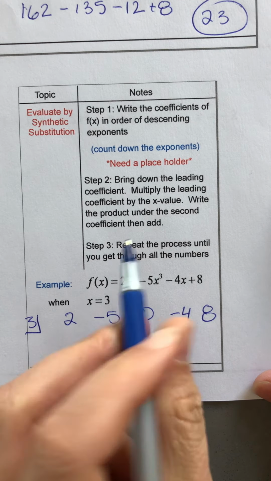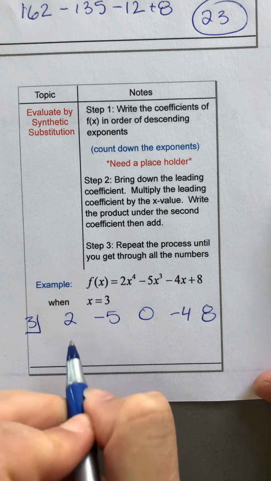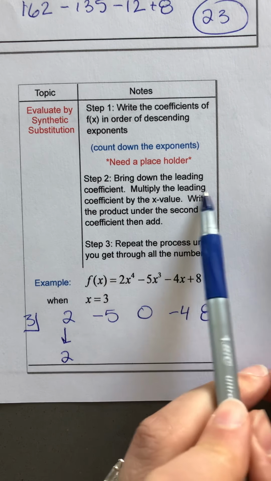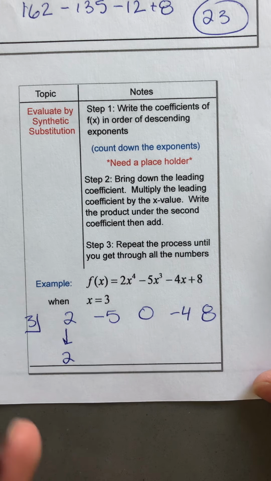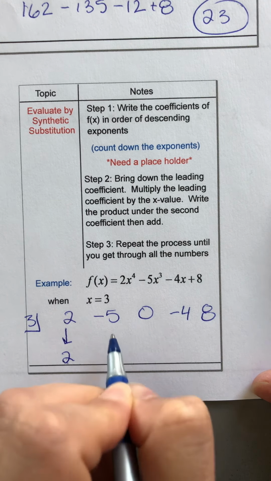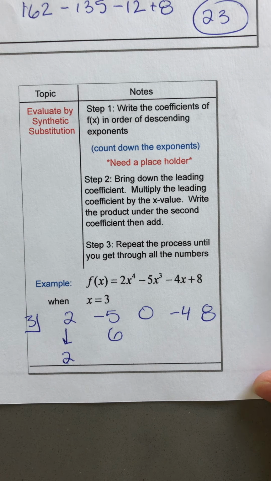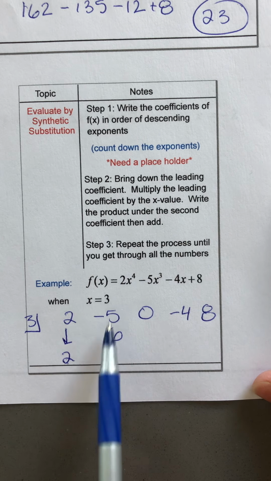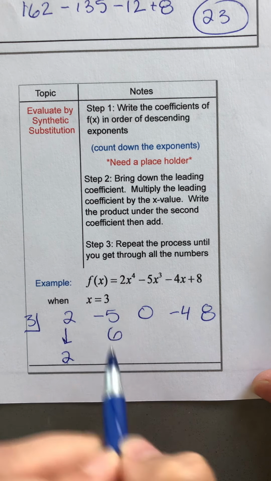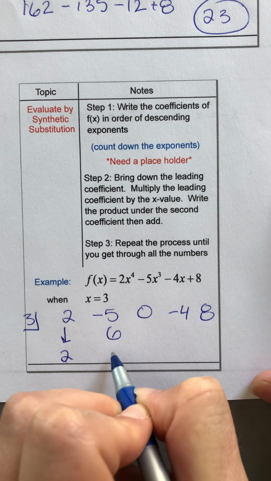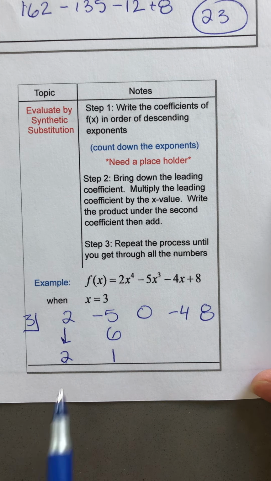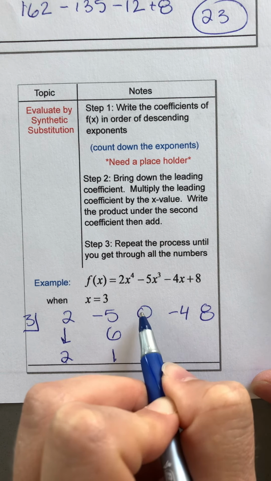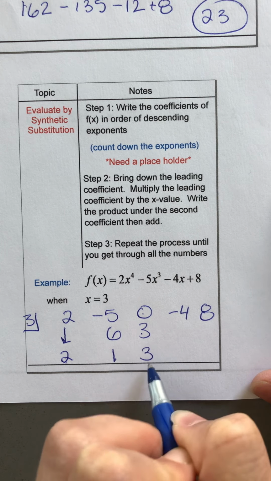All right, so step 1, it says bring down the leading coefficient. So this is just going to come down. We're going to write a 2. Multiply the leading coefficient by the x value. So 2 times 3 is 6. Then write the product under the second coefficient. Then add. So negative 5 plus 6 is 1. We're going to repeat. So 3 times 1 is 3. 0 plus 3 is 3.